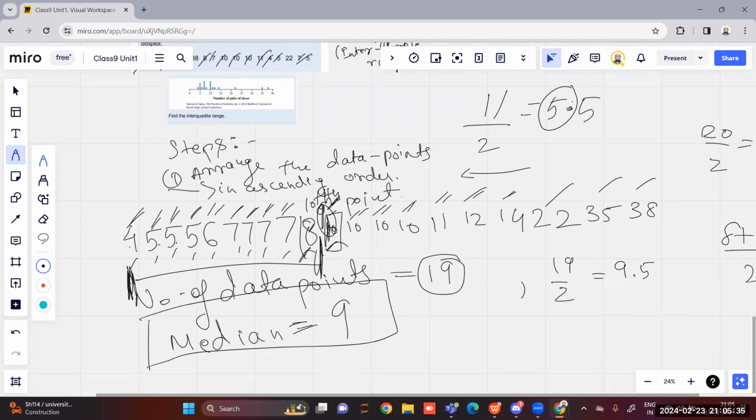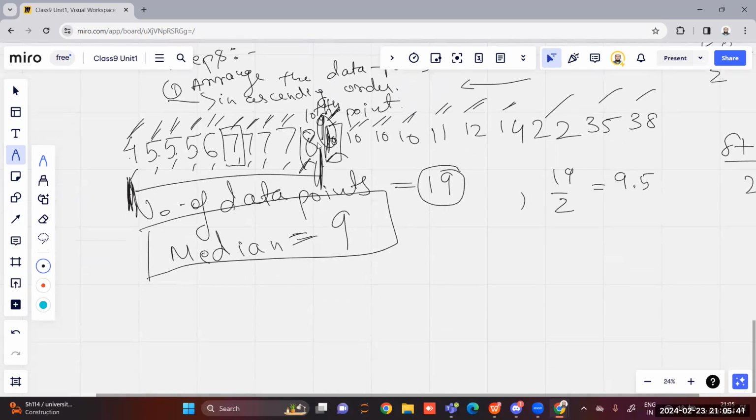So 1, 2, 3, 4, 5, 6. To the left of the median, 7 is the median. So this is known as Q1. So Q1 is 7. Got it? How to calculate Q1? Yes, I'm going according to the textbook.